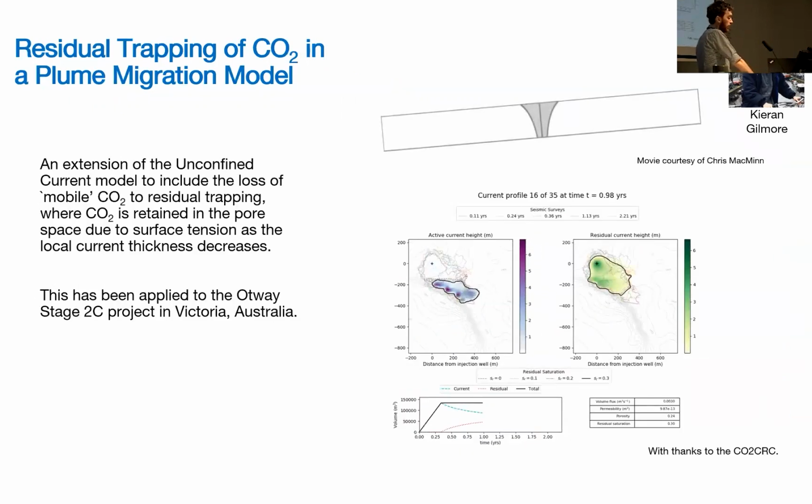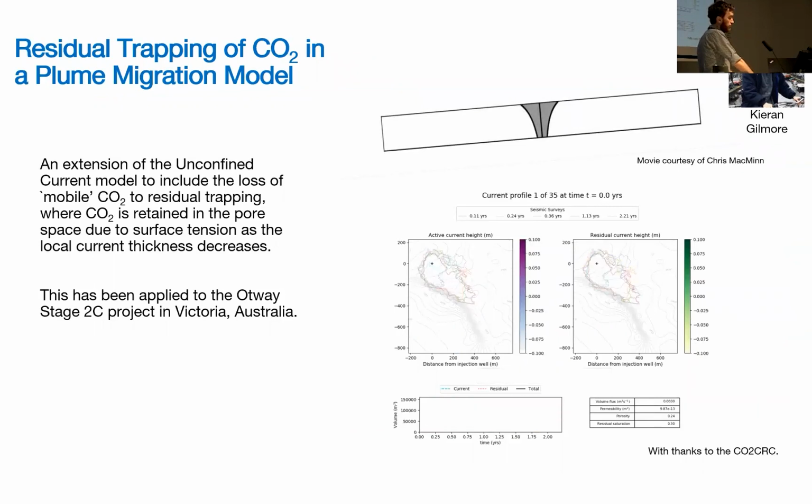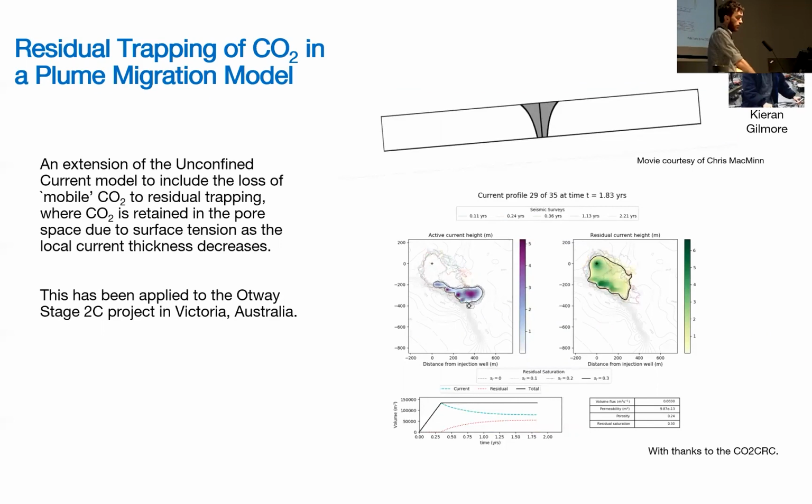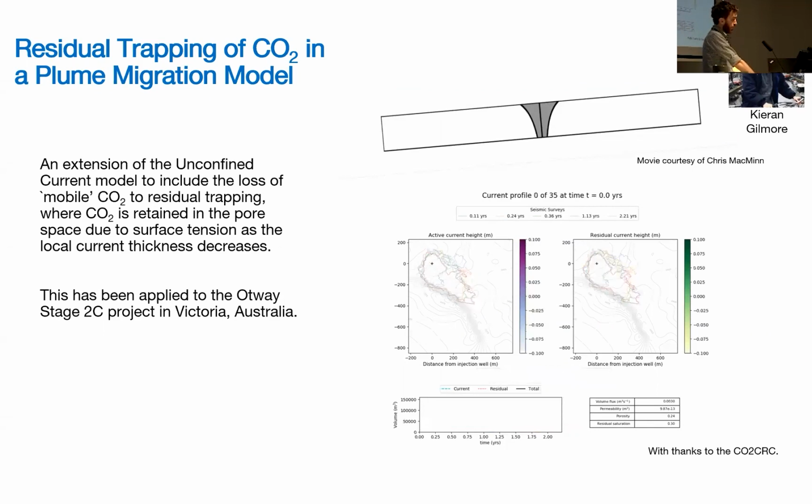Kieran has also been working on an extension of Lawrence's model to include residual trapping, where as the CO2 recedes from an area, part of it is left behind due to surface tension effects. And he's been working with folks at UKCCSRC to apply this to data at Otway, as you can see here, fitting to observed measurements from seismics.